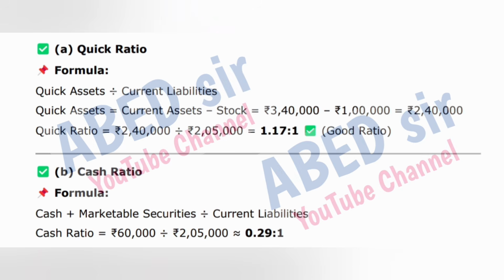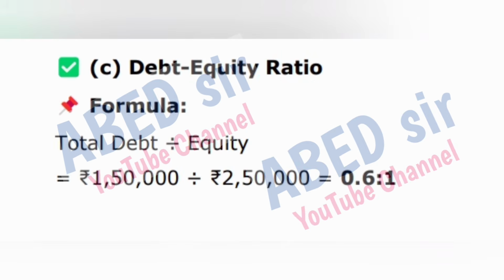B. Cash ratio. Formula: cash plus marketable securities divided by current liabilities. Cash ratio is equal to 60,000 rupees divided by 2 lakhs 5,000 rupees is equal to 0.29:1. C. Debt equity ratio. Formula: total debt divided by equity is equal to 1,50,000 rupees divided by 2,50,000 rupees is equal to 0.61.